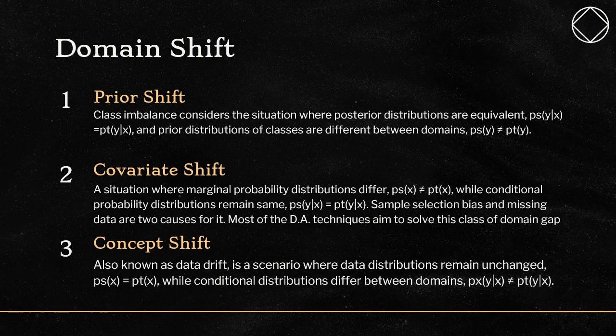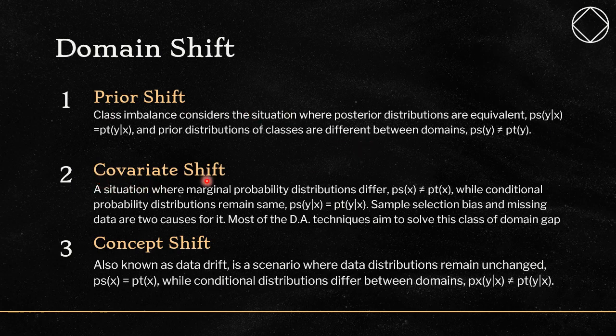Now we will look at the domain gap. What is a domain shift? Domain shift is simply changing the distribution of the data. So how can it be changed? It can be the prior shift, where the probabilities of the features given in the data set in the training section and in the testing section are not the same. So that can be categorized as the prior shift.